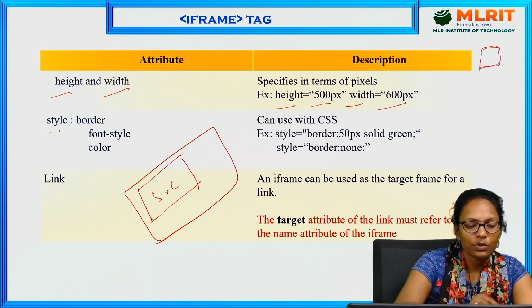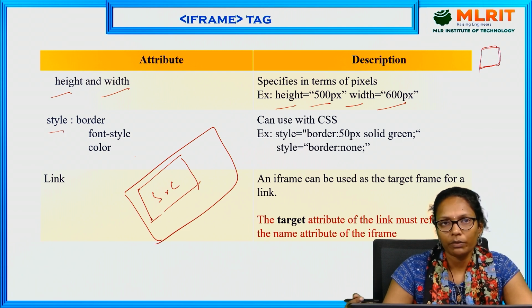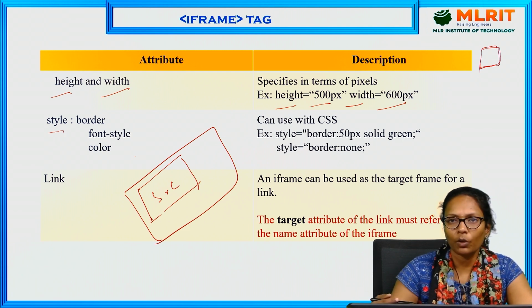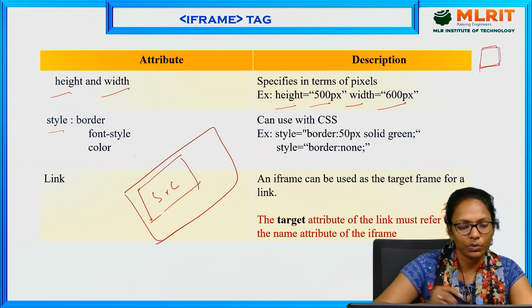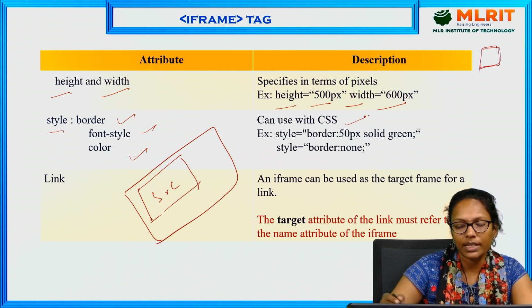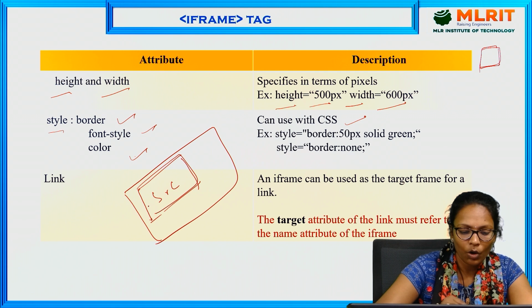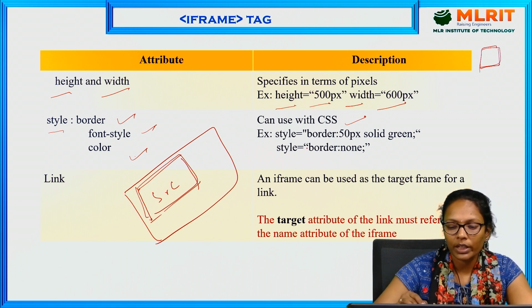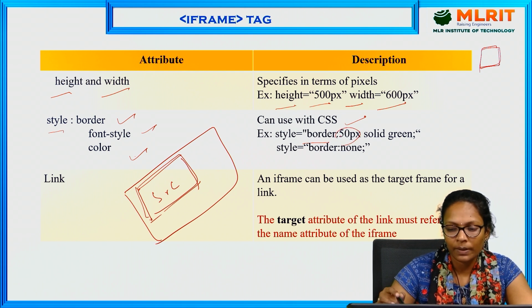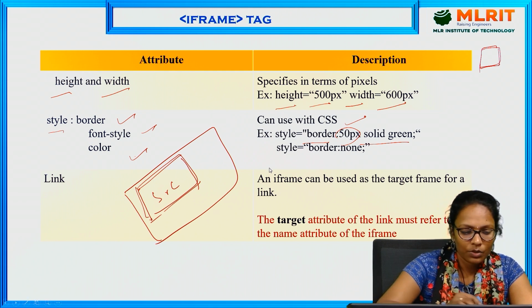And next is style. Style comes under CSS. In CSS, whatever styles you want to provide for your iframe, you can mention. Not only border, font style and color, other options also you can use. So under style, I'm giving border style, font style, color style, which can be used with CSS. You can give some border just to differentiate this inner frame or inner web page. You can give some background color or border color. Here I'm giving border as 50 pixels width and solid green. So with the solid green color of 50 pixels width, the border will be created. Right, that's all.